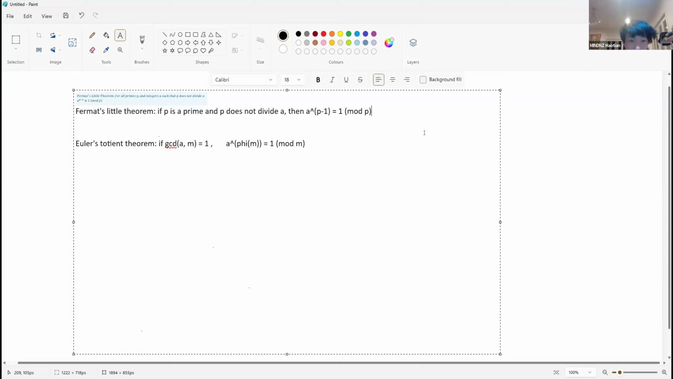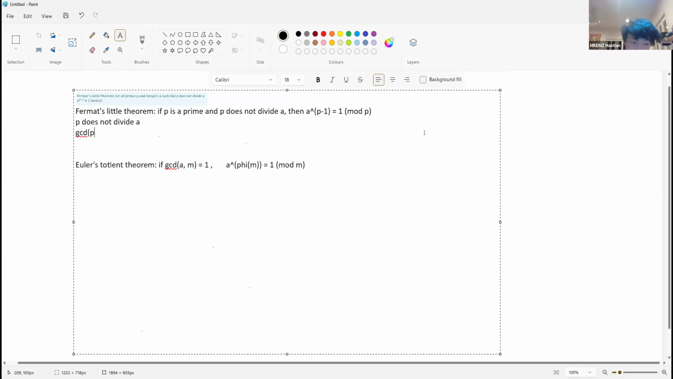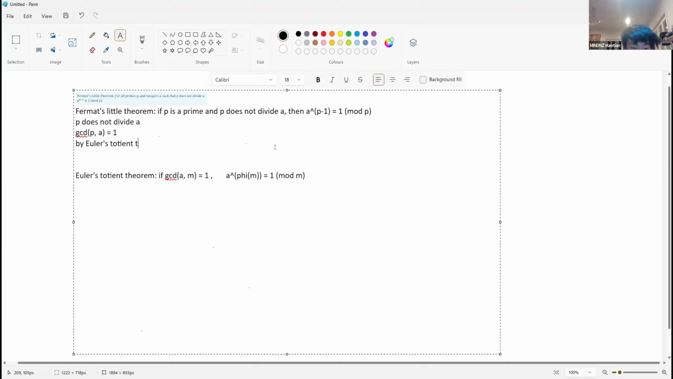How do we do this? p does not divide a, and p is a prime. So what does that mean the GCD of p and a is? It's 1, because the GCD has to divide p, and the only two divisors of p are 1 and itself. And p doesn't divide a, so therefore it has to be 1. So by Euler's quotient theorem, and then we also know that phi of p is equal to what?